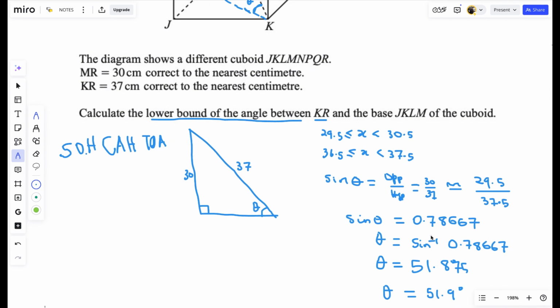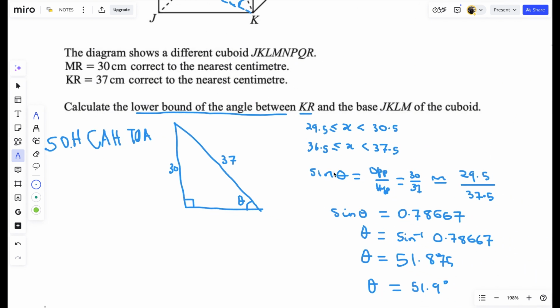Now let's go to this. Sine theta is opposite over hypotenuse, which normally would be 30 over 37. But that's not the value you're going to use, because if we use that value, we're going to get it wrong, since they say find the lower bound of the angle.